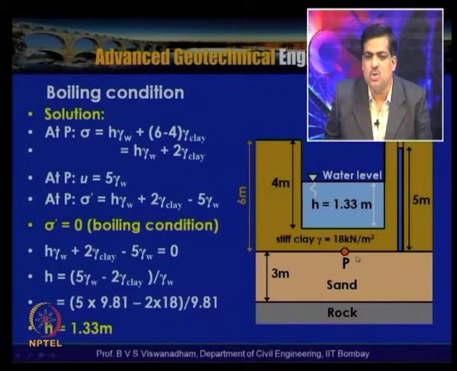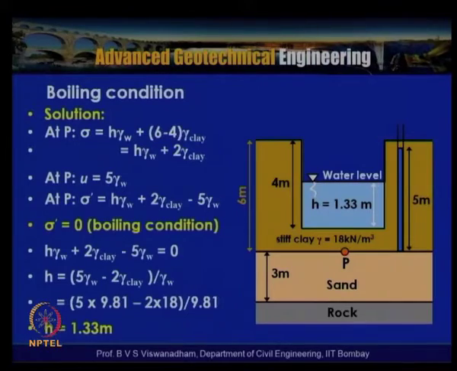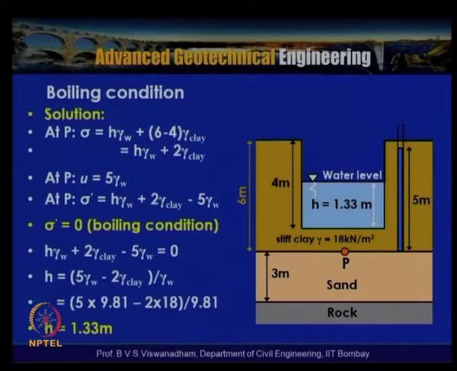Setting sigma dash equal to 0 for the boiling condition to occur here, if you apply this, what we get is that H is equal to 1.33 meters. So, if you are able to maintain the height of water in the fill at least 1.3 meters minimum, then we can avoid the boiling condition. That means, for example, say by mistake the excavation has happened and there is an anticipation of some boiling condition, one of the immediate remedies is to fill the trench with water to prevent the caving of the excavation.